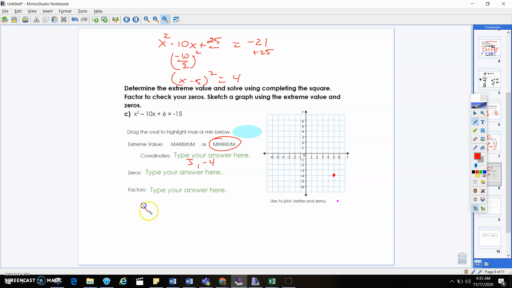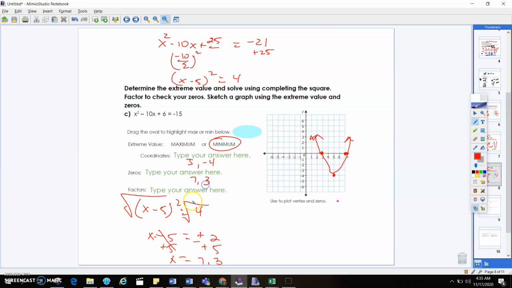For my zeros, when I solve, I'm going to take the square root and get x minus 5 equals positive and negative 2. I'm going to add 5 to both sides. So x is going to equal 7, and x is going to equal 3. Swoop, voila. And if I wrote that in factored form, it would be x minus 7 times x minus 3.